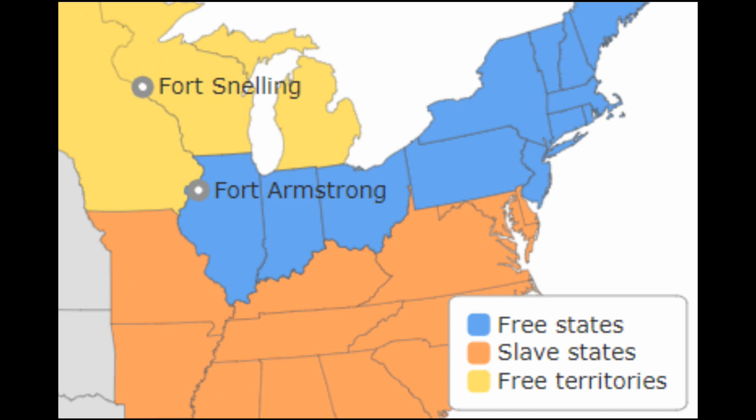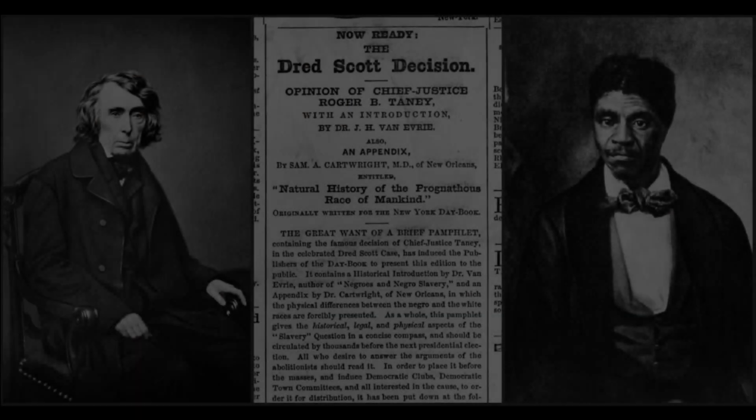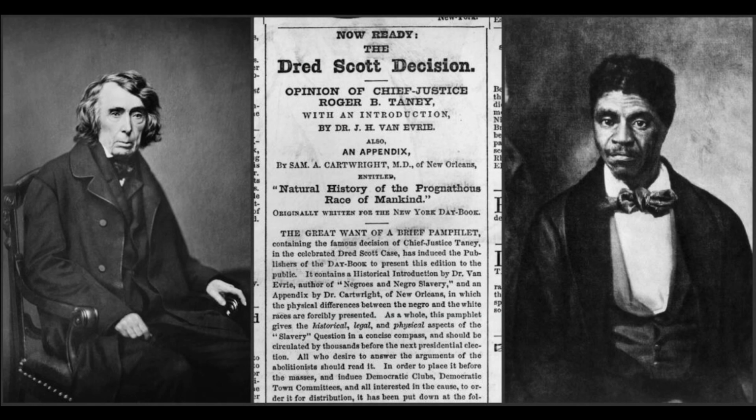Slavery was prohibited in those places. After returning to Missouri, Dred Scott brought lawsuits seeking to establish that he had become a free person as a result of living in those places where slavery was prohibited. The Supreme Court ruled against Dred Scott. They decided that he was still a slave, but they went well beyond that and broadly declared that it was impossible for a person of African descent to be an American citizen.